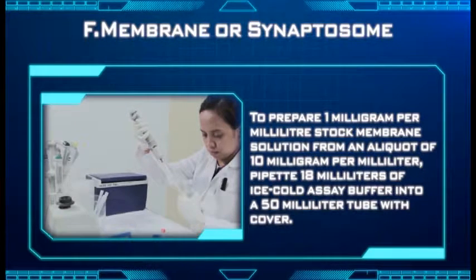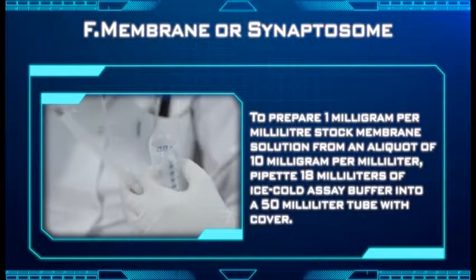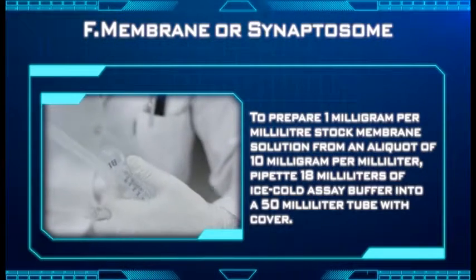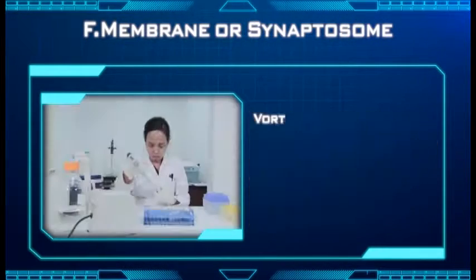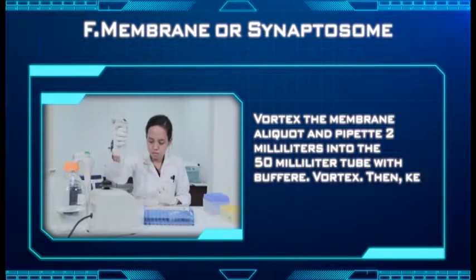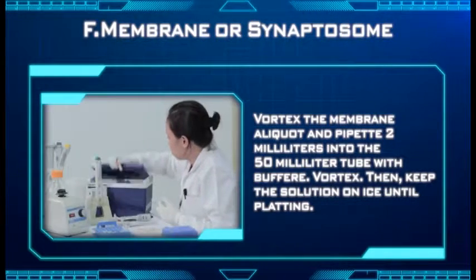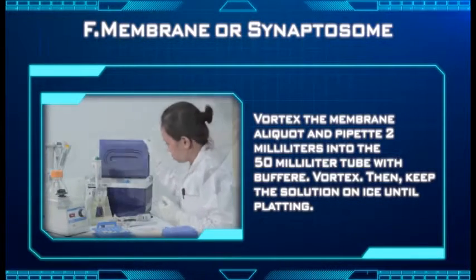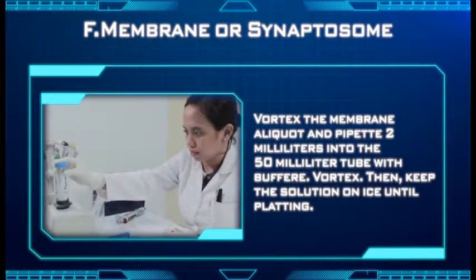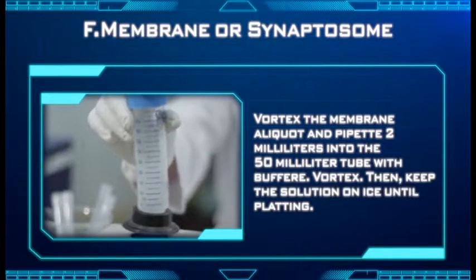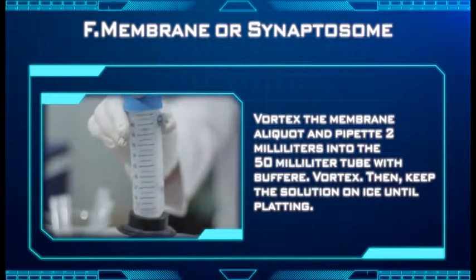To prepare 1 milligram per milliliter stock membrane solution from an aliquot of 10 milligram per milliliter, pipette 18 milliliters of ice-cold assay buffer into a 50 milliliter tube with cover. Vortex the membrane aliquot and pipette 2 milliliters into the 50 milliliter tube with buffer. Vortex. Then keep the solution on ice until plating.